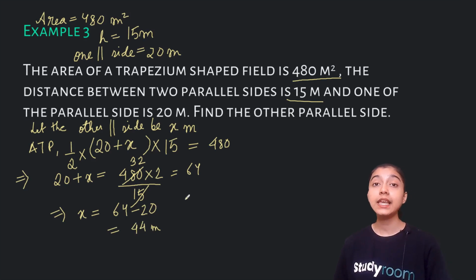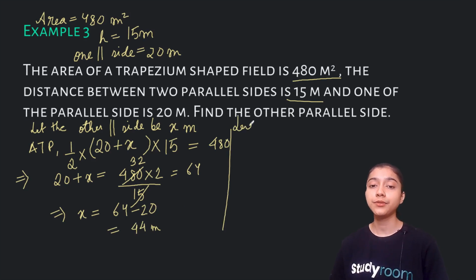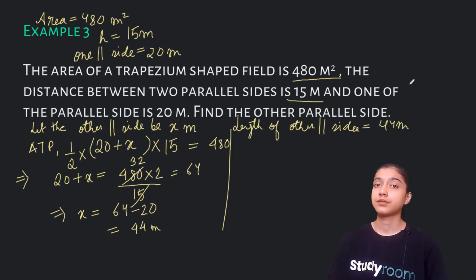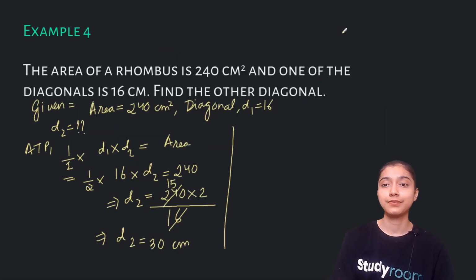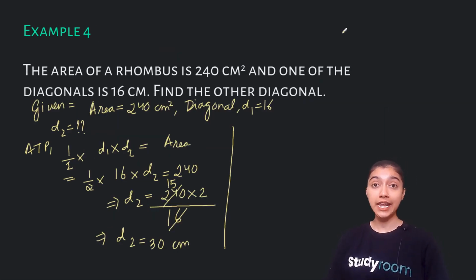So we can say that the length of the other parallel side is 44 meters. So we can conclude that length of other parallel side will be equal to 44 meters. I hope it's clear. Now let's try solving another question.